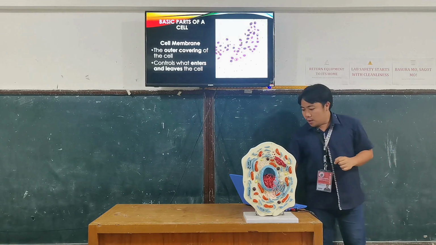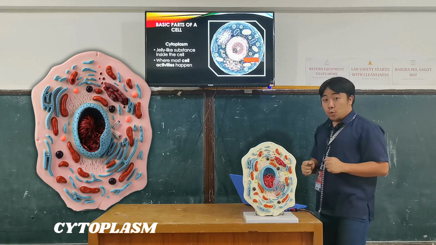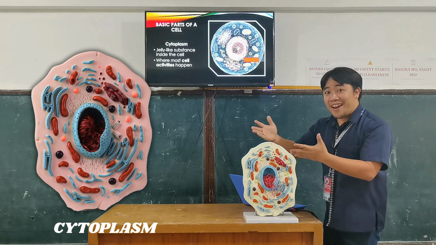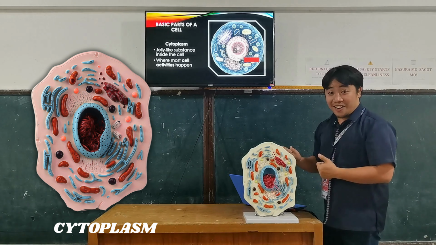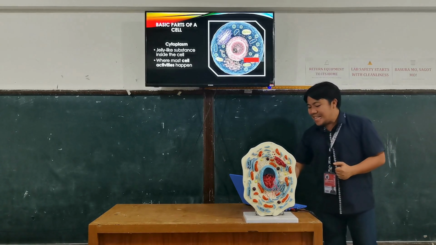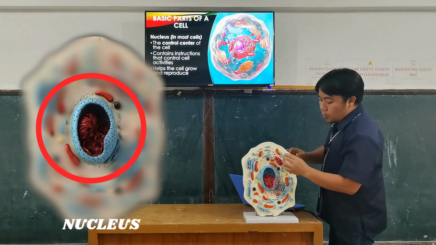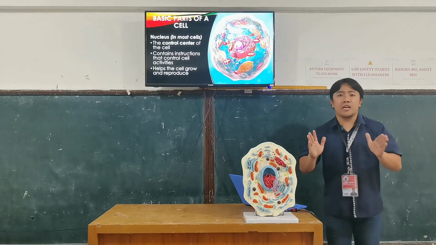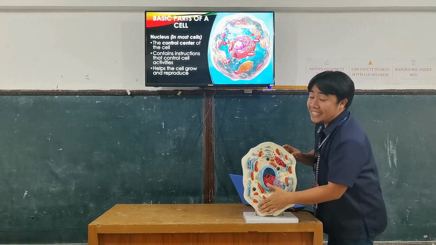Good job. Now, Jason, can you read what is cytoplasm? Okay, that's good. Cytoplasm is like a jelly substance inside the cell. It is where the parts of the cell are suspended. Alright? Good job. And lastly, we have the nucleus. Our nucleus is the control center of our cell. Come to think of it, the nucleus is like our brain. It controls every activity inside of our cell.